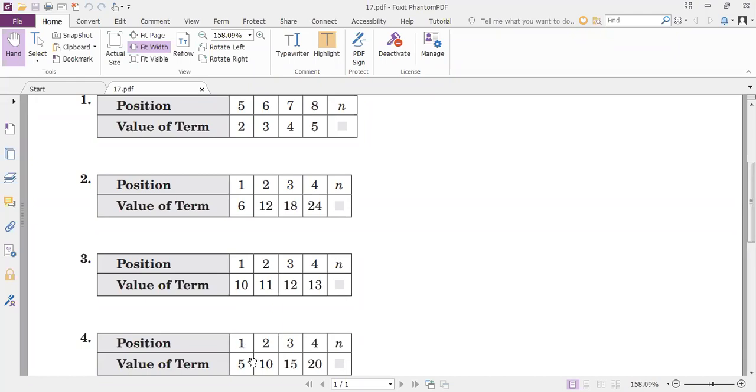Look with me, Ubaid. 1 becomes 5, I multiply by 5. 2 becomes 10, I multiply by 5. 3 becomes 15, I multiply by 5. So each time I multiply by 5. If I have n, I will multiply by 5. n times 5 equals 5n. So if I multiply 3 by n, it equals 3n. 7 by n equals 7n. 11 by n equals 11n.